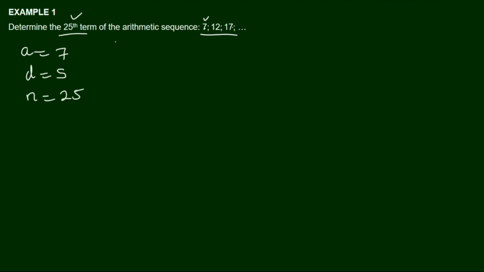Right, so this is a sequence. We're using our formula. Tn is equal to A plus n minus 1 d, where A is the first term, n is the term number, and d is the constant difference. So we're looking for T25.